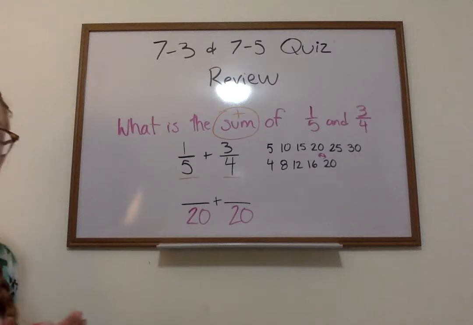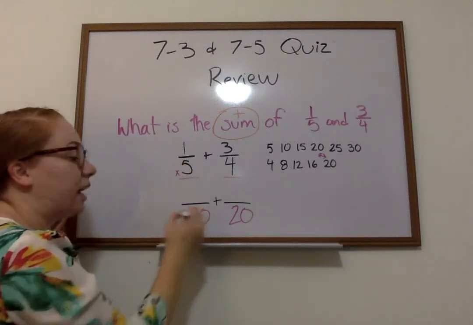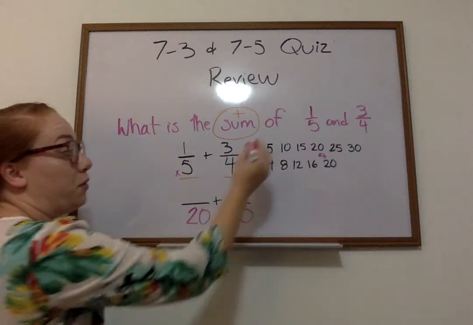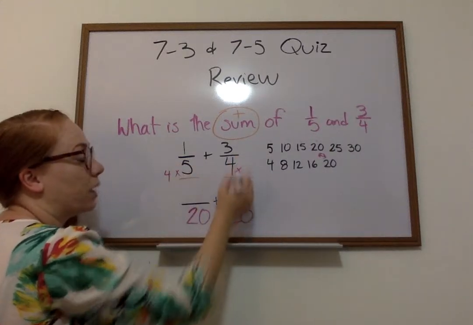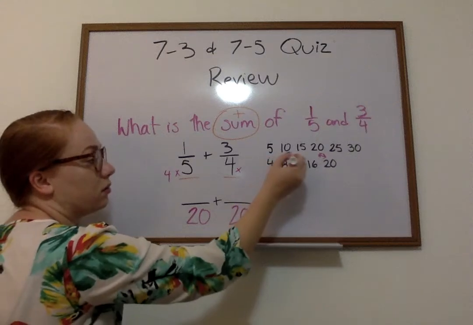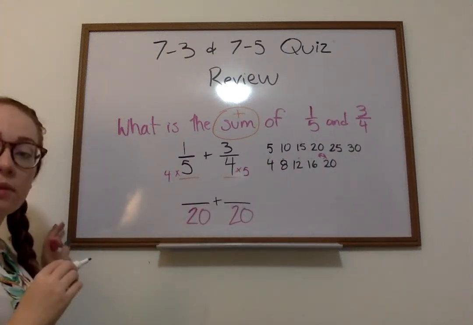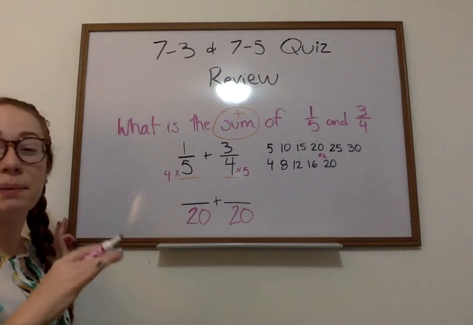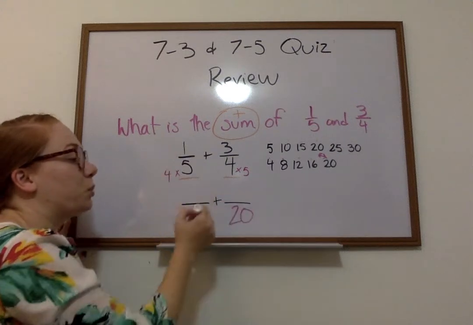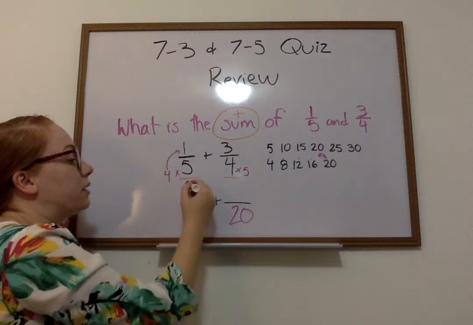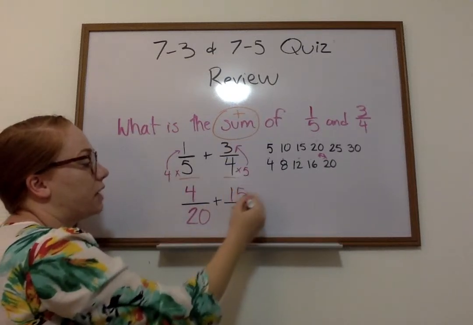The next step is very important. You got to ask yourself, 5 times what gave me this 20? 5 times 4. 4 times what gave me this 20? 4 times 5. Whatever you do to the bottom of a fraction, you have to do the top. It's kind of like keeping things fair and even, okay? So then I'm going to figure out my new numerators. 4 times 1 is 4. 5 times 3 is 15.